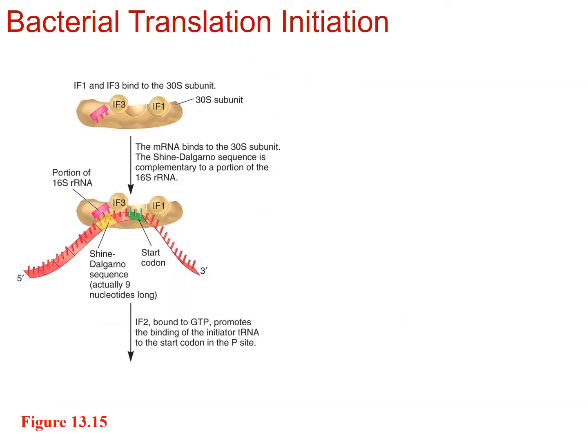So how does the initiation start? We'll start with talking about bacteria. There are some initiation factors. Initiation factor 1 and 3 bind to the small subunit. This little pink portion here is part of the smaller ribosomal RNA, the 16S ribosomal RNA, and that's going to be important. IF1 binds to the part that would correspond to the A site. IF3 binds to the E site. So the only thing that's available is the P site.